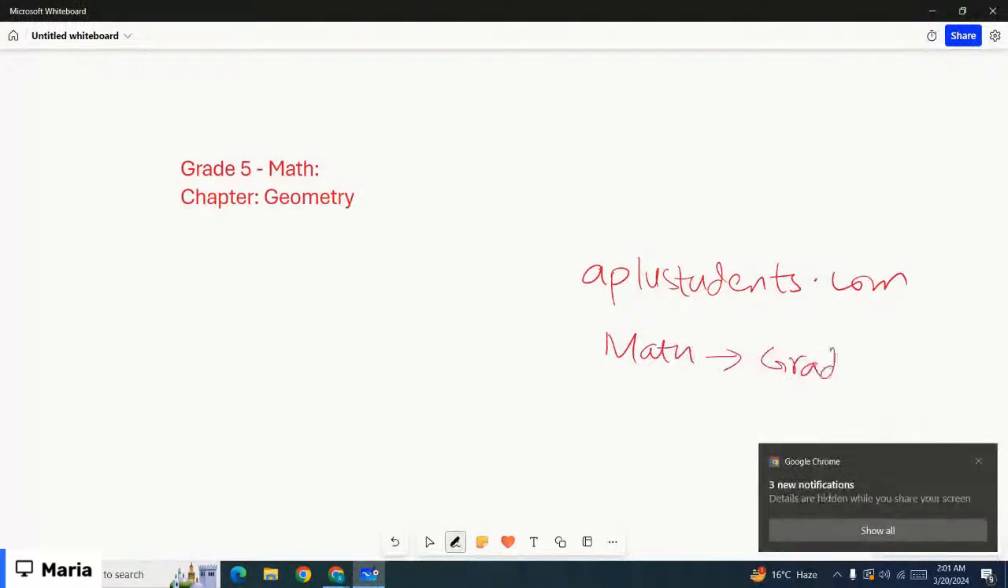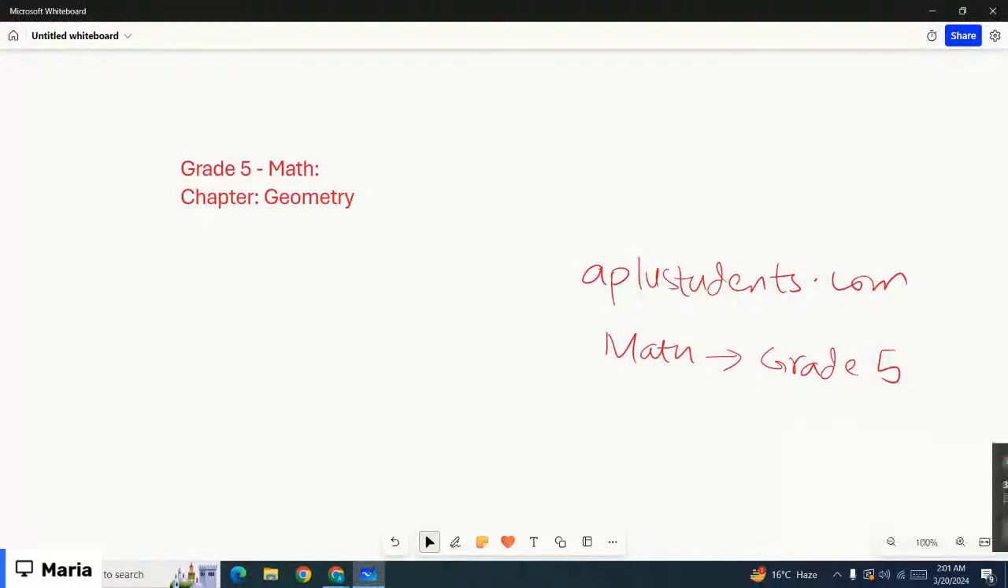Scroll down to grade 5 and then click on view all lessons. So there you can find a list of the chapters. We're going to start with the chapter geometry. So please make sure you have your notebook and pencil so that you can note down the important examples and definitions as well, right?